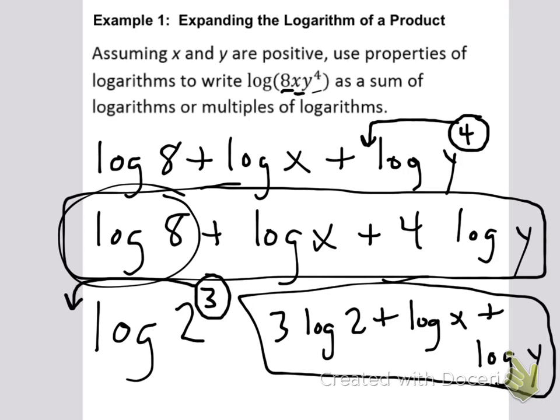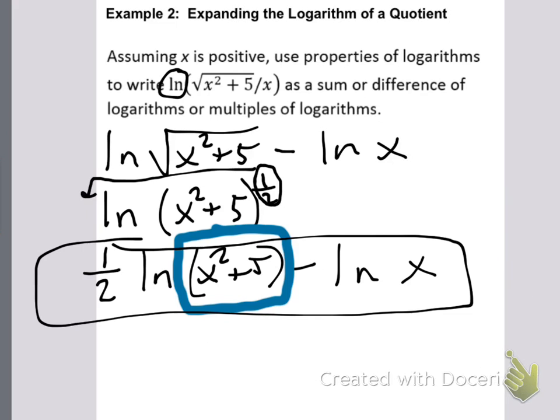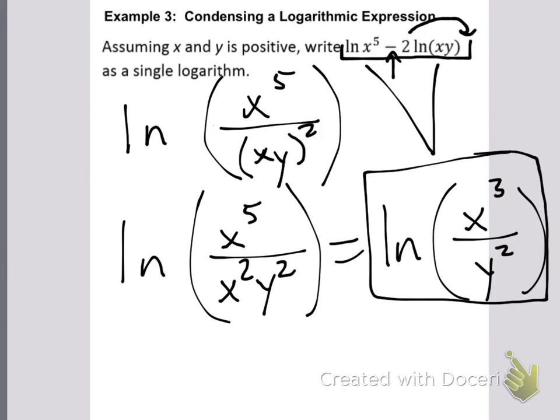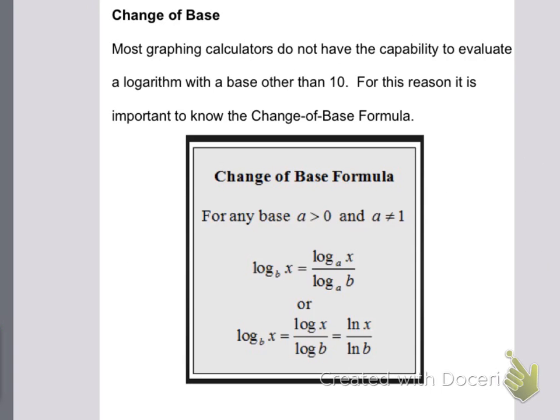Okay, so you get the idea. Reduce everything down as much as you humanly can. Okay? That's why here we simplified what was inside the parentheses.